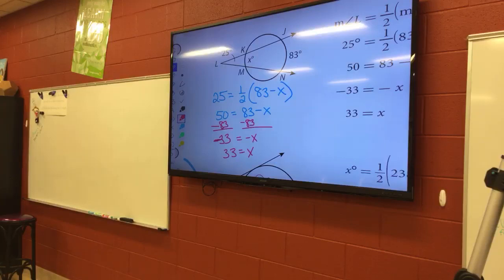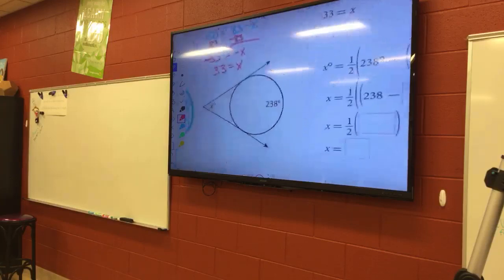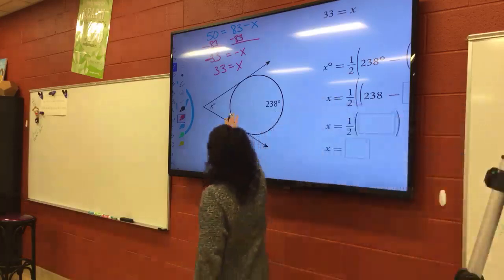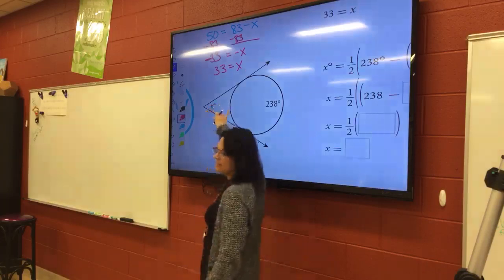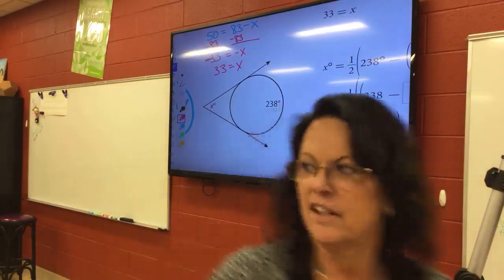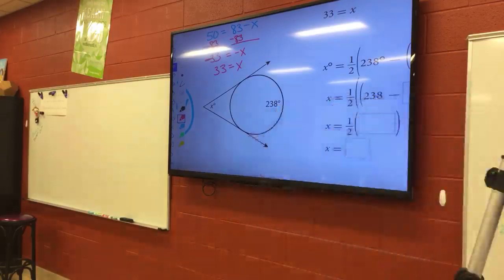Okay? So if you look at the next one, do I know? I can only have one variable, right? Correct. So I must know what this is. Yes, you did. How? 360 minus 238. 360 minus 238 gives me what? 122. Yeah, he's right.